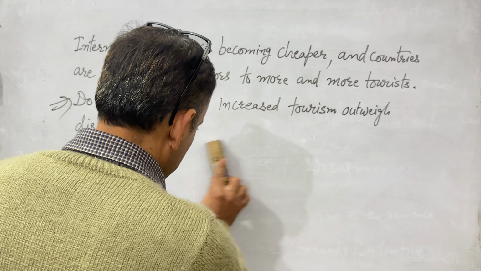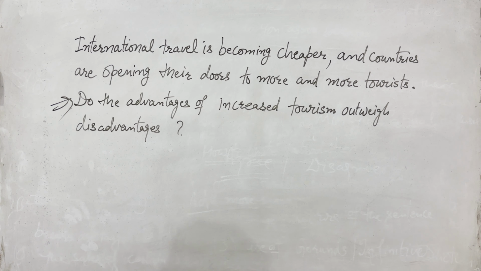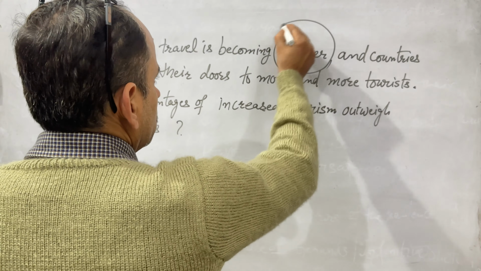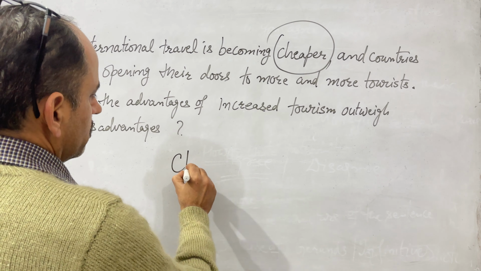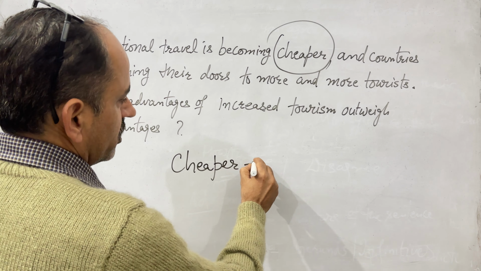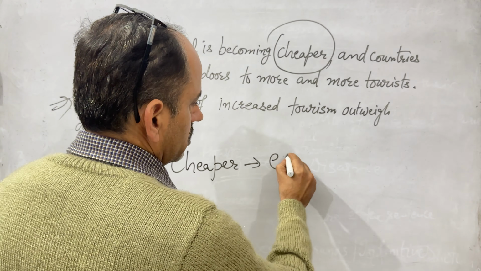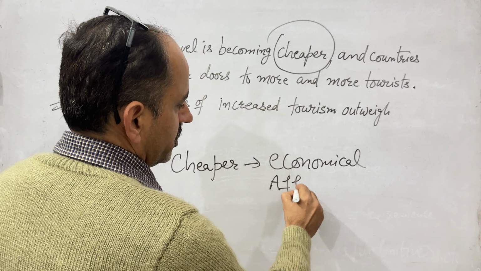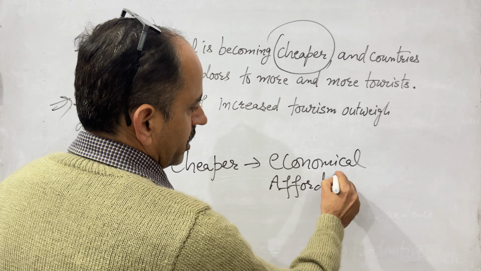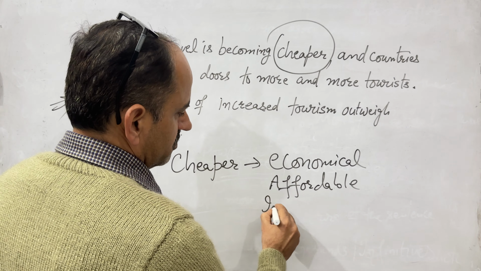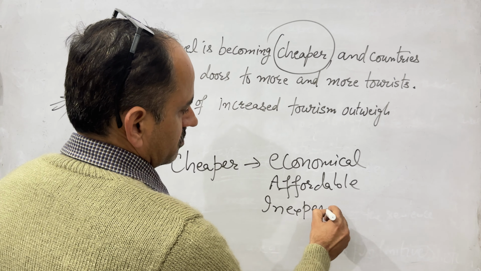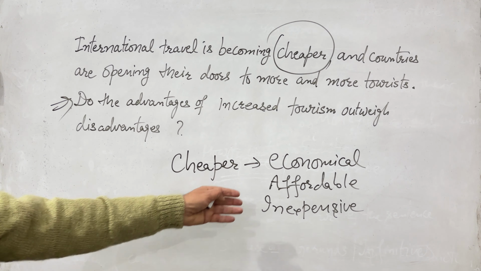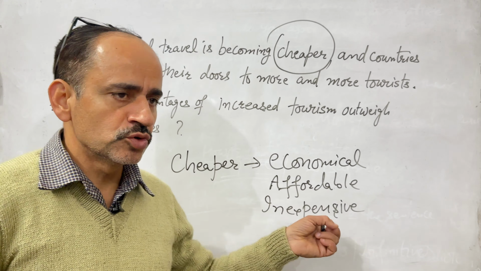I am just explaining how to write an introduction. So the first thing you need to do is find synonyms. Cheaper means economical, or affordable, or any other word, inexpensive. These are the synonyms of cheaper. I already know these synonyms, so I can easily use them.